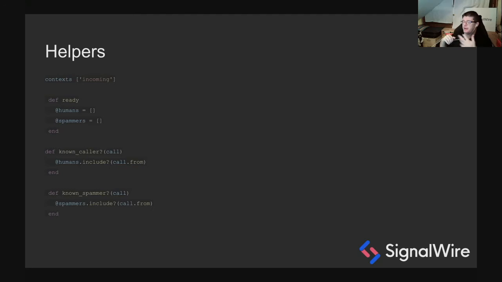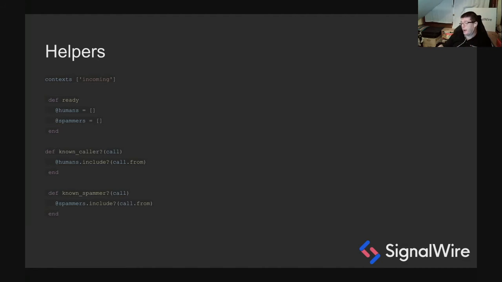So the ready method. Ready is defined in a consumer as the method that is called when the consumer is ready to take calls. It's where you'd set up database connections and whatever. So think that humans and spammers set up with an empty array could be a connection to a database or whatever. Of course, in the same way, the known_caller method and the known_spammer method are really just a check into those arrays for call.from. Of course, this could be far more complicated, and it should be either an HTTP request to your service asking for the number check, or a database dip directly, something like that.